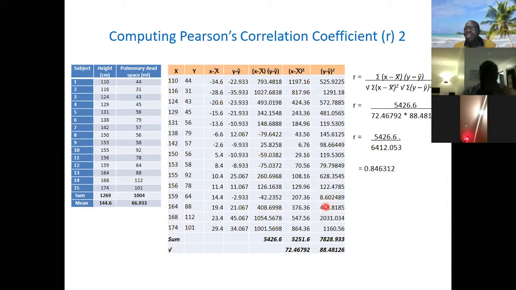How do you compute it? How do you compute Pearson correlation? Look at an example. We have an example here of 15 children, and you try to correlate the height of each child with their pulmonary dead space. So how do you do it?